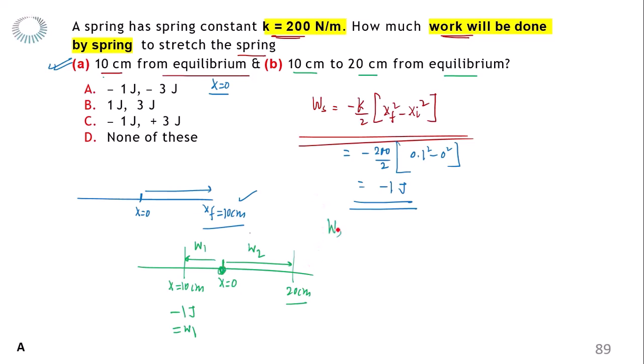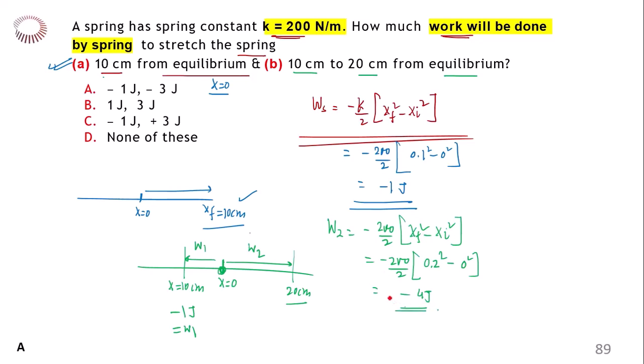For the W2 part, again minus 200 by 2, now x final square minus x initial square. What is the x final? X final is now 20 centimeter. So minus 200 by 2 into 0.2 whole square minus x initial square, which is 0 square. So it is 2 by 100, 2 by 4 by 100 basically. So 4 by 100. So that gives minus 4 joule. Got it? Yes, sir. Minus 4 joule.